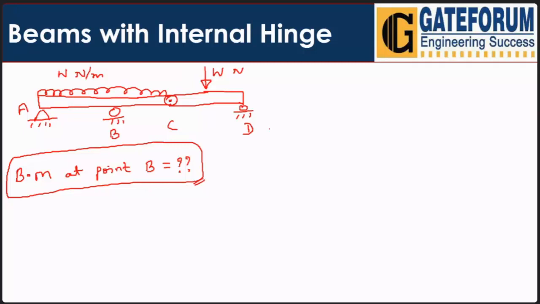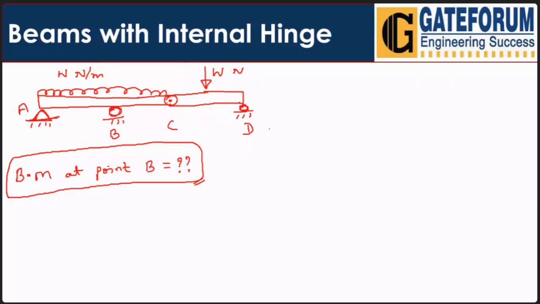So for bending moment at point B, how can we go about it? How many supports do we basically have here? At point A we have a support, one hinge here at point A. At point B here we have one roller support, and at D here we also have a roller support, and at C we have one internal hinge. So for point B, we need to get the value of bending moment.